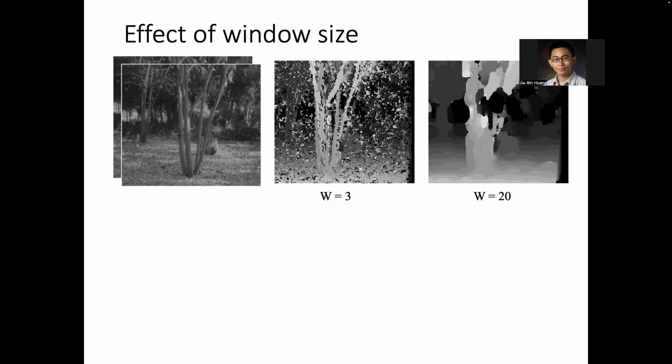For example, if I only use a small patch, like a 3x3 patch, I will be able to find very thin structures, because it's very detailed. You can see that you have a lot of thin structure you can find on the tree branches. So this is good. Can anyone tell me what's the problem of this depth map?